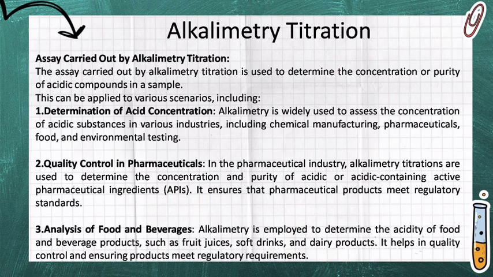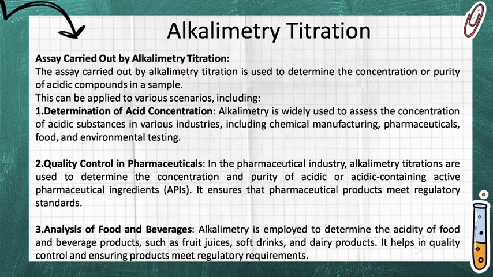The assay carried out by alkalimetry titration is used to determine the concentration or purity of acidic compounds in a sample. This can be applied to various scenarios, including: first, determination of acid concentration. Alkalimetry is widely used to assess the concentration of acidic substances in various industries, including chemical manufacturing, pharmaceuticals, food, and environmental testing. Second, quality control in pharmaceuticals.